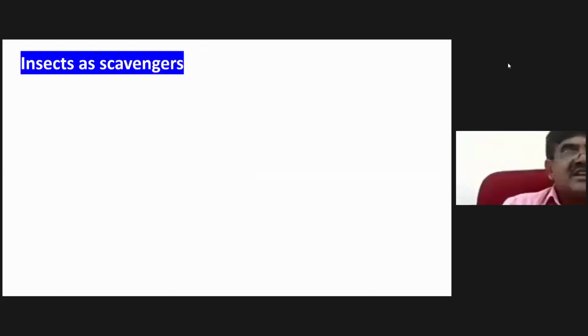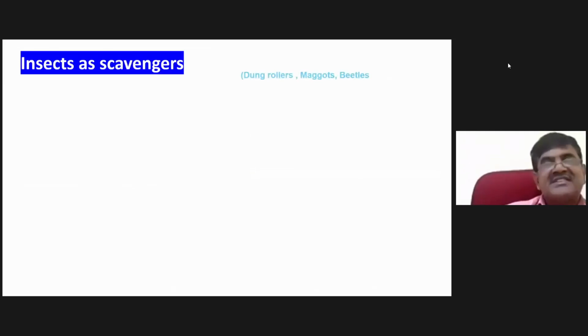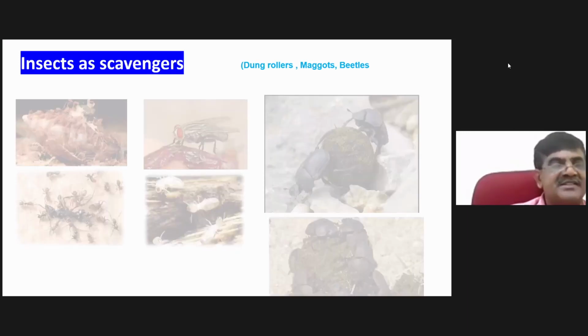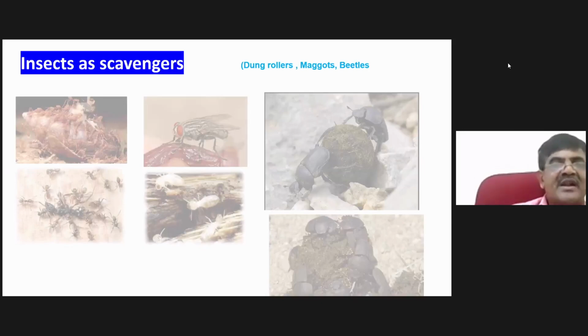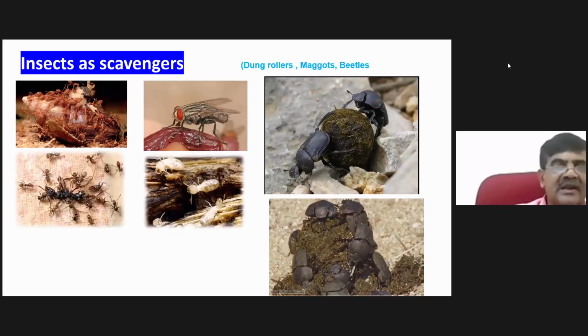And insects can be used as scavengers, for example, dung rollers, maggots and beetles. Imagine if there were no insects, our environment would have a foul smell. You might have seen there are some wild animals in the forest. Once they die, they start emitting a foul smell. So what these insects will do is they feed on the dead carcasses and keep the environment very clean.